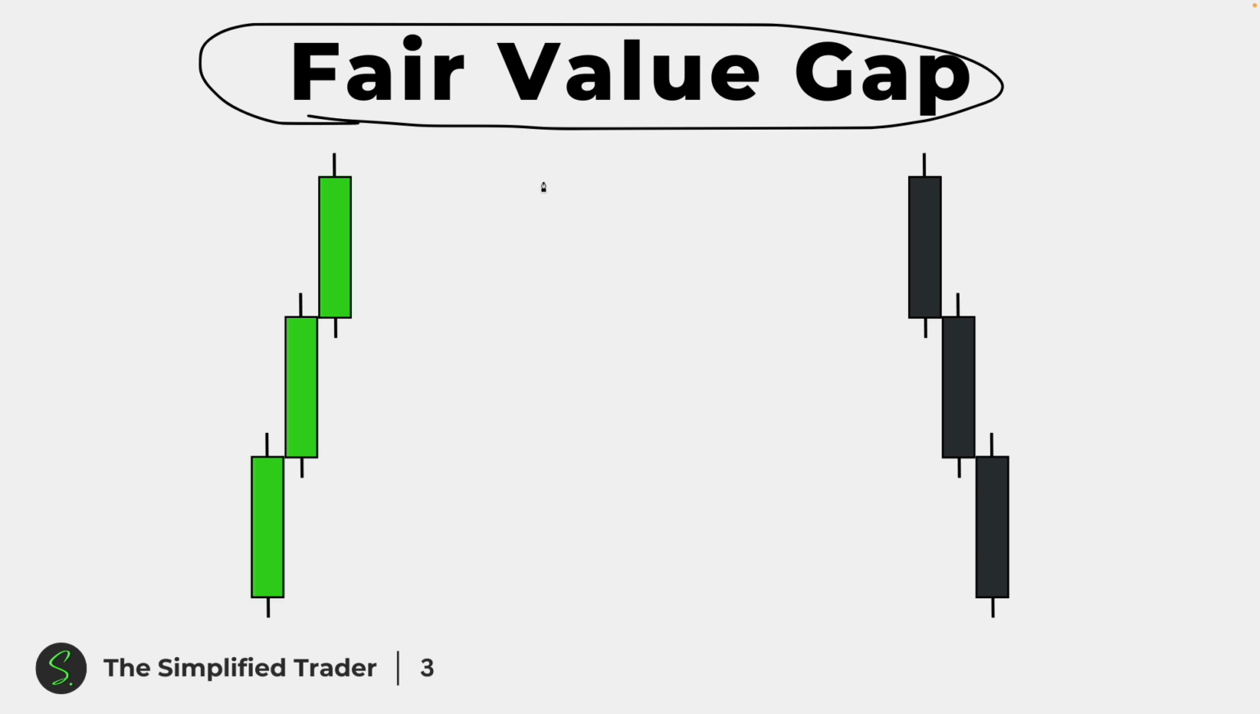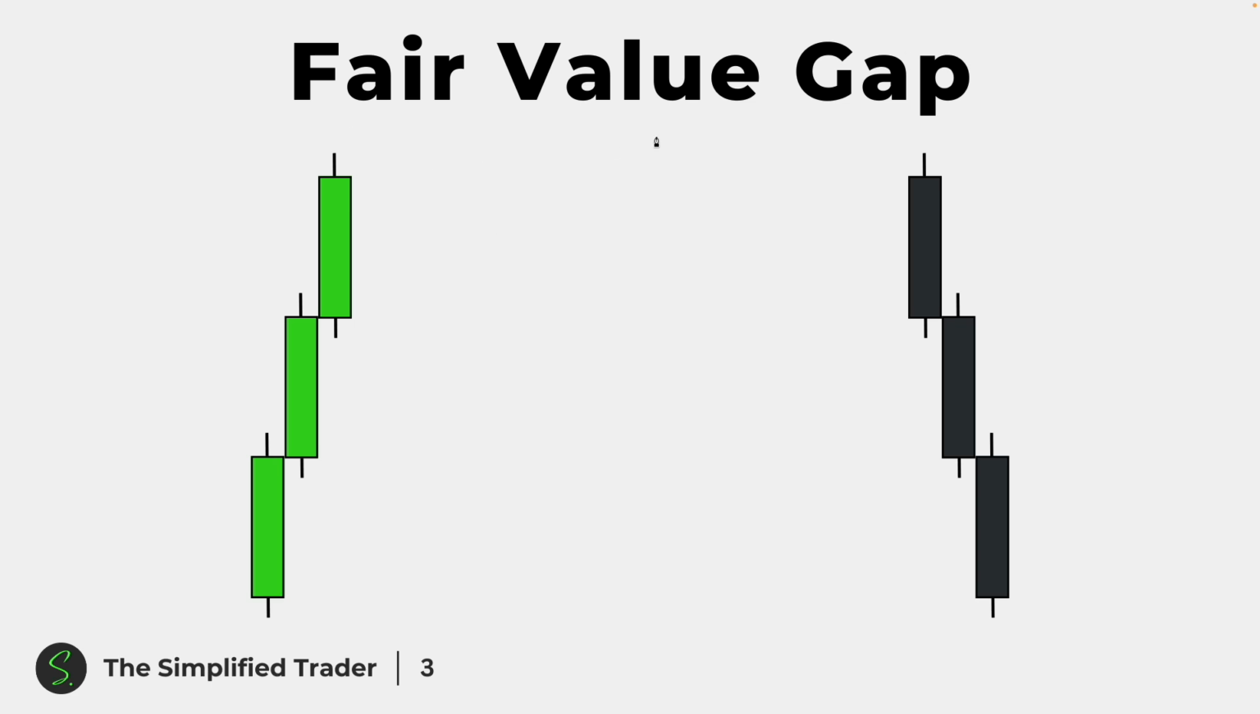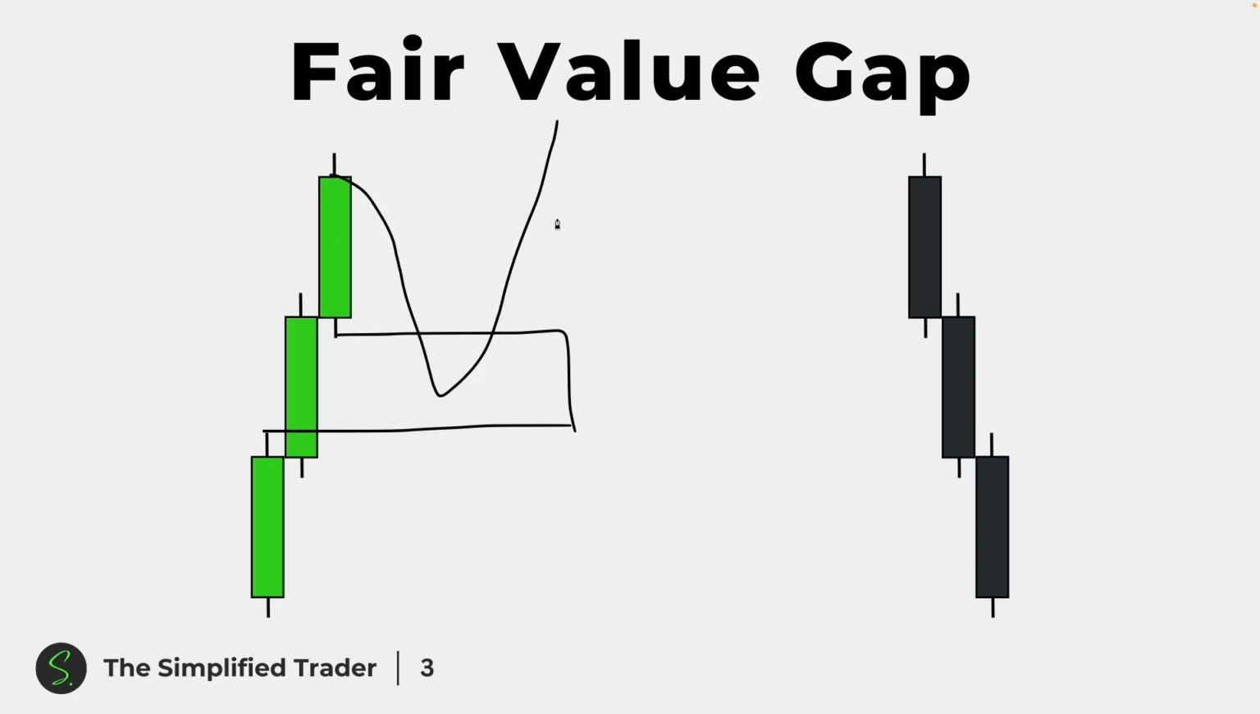If you do not know what it is, I'm going to explain it. A fair value gap is a 3-candle pattern where price action leaves an imbalance. So candle number 1 we have, candle number 2 we have, and candle number 3. The highest point of candle number 1, the wick high, does not touch the lowest point of candle number 3, the wick low. This is our fair value gap. That is an imbalance in price action.